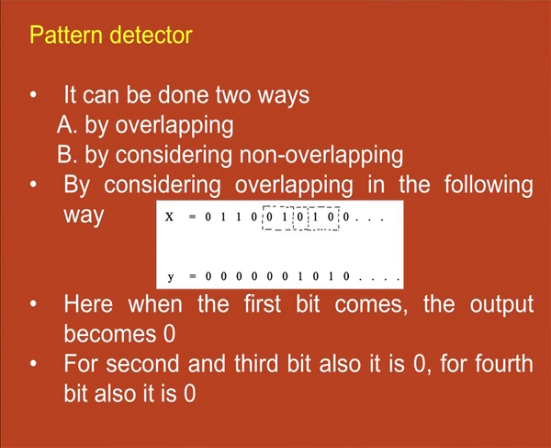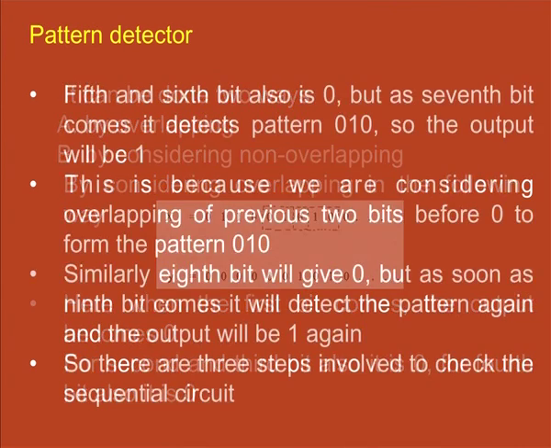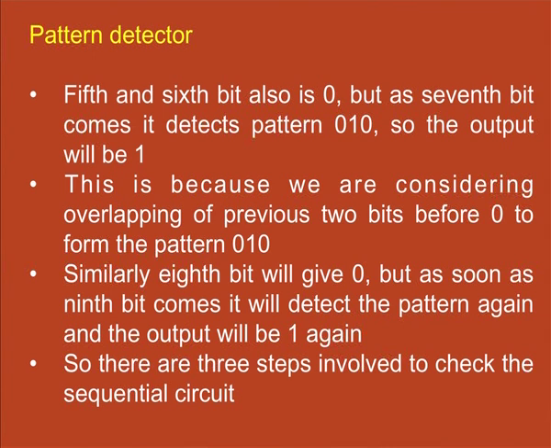Now, for the second and third bit also it will show 0, because it does not match with the pattern that we are interested with. For the fourth bit also it will show 0. Similarly, for fifth and sixth bit the output will show 0, but as the seventh bit comes, it detects the pattern 0 1 0, and immediately the output will become 1.